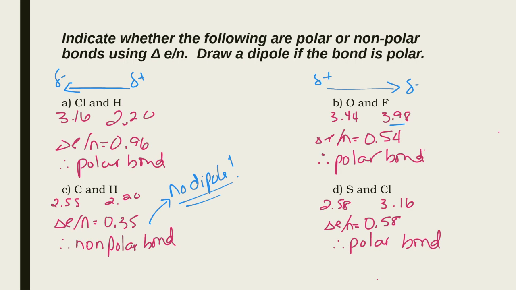And then if you look at sulfur and chlorine, their difference in EN is 0.58. Again, not very polar, but falls in the range. Chlorine's more electronegative, so you draw your bond dipole indicating the electrons will be pulled towards chlorine. So he becomes more negative and sulfur will become more positive.